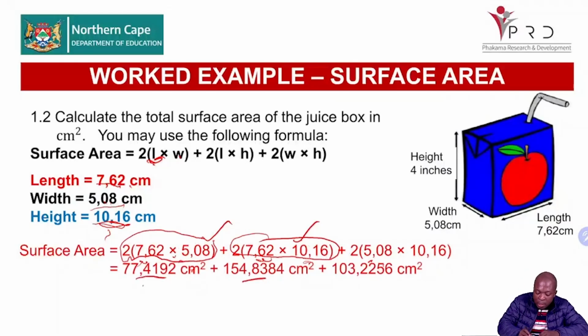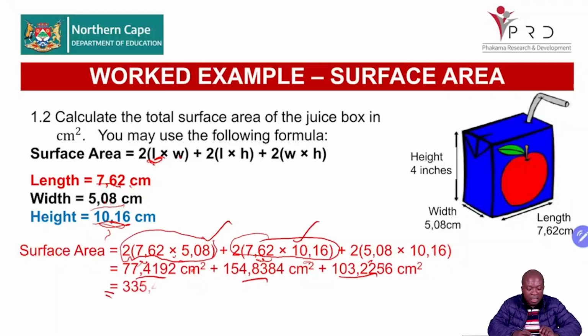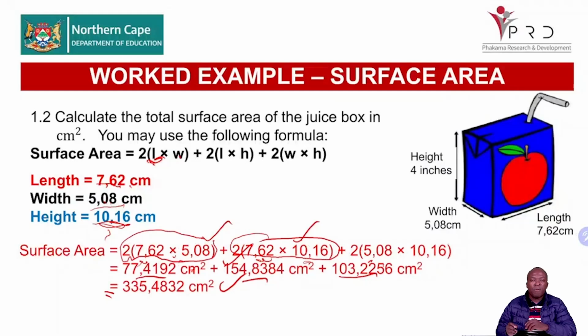So we have done this one and that one. Then we go to the next one, which is 2 into bracket 5.08 times 10.16 close bracket. You're going to get 103.2256. So all our numbers are correct. What do you do next? You press all of them and you're going to get a value of 335.4832 centimeters squared. So you find that this work will give you about 4 marks, if not more than that. Remember, it's even more than this because the examiner gave you marks for converting already. So already you have a lot of marks here.